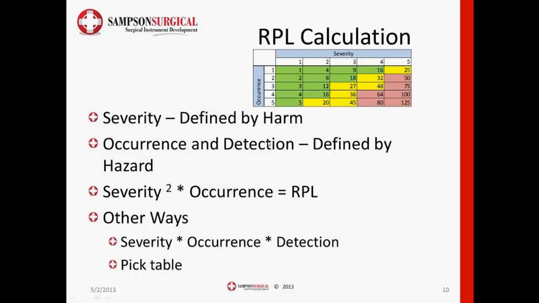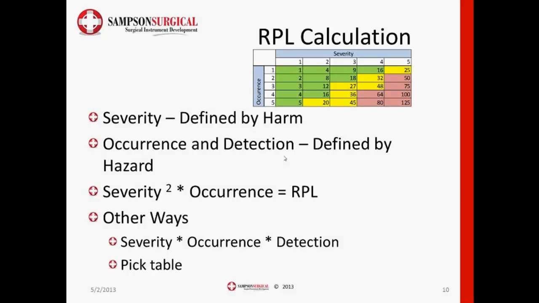So just to give you a sense, back to this RPL thing. Just as a side note, the method that I use for RPL, or risk priority level calculation, we just have a table, and the table is defined by an equation. For us, we use severity squared times occurrence equals our RPL, and then a table that defines whether it's low, medium, or high risk, and I think this is a pretty typical way most people do it.